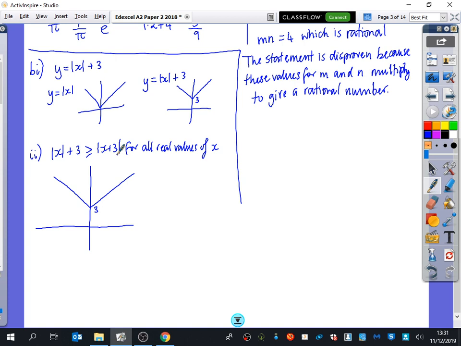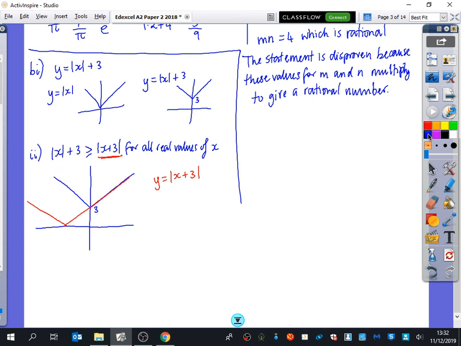Why don't we try drawing this graph here? Y equals the modulus of x plus 3. Well, this is going to be like the modulus of x graph, but because the plus 3 is inside the function, it means it's going to shift it 3 spaces to the left. So instead of it being here like this, it's going to shift here like this, and we get something that looks like this. So this red graph is here, and the blue graph is referring to this part that we have.